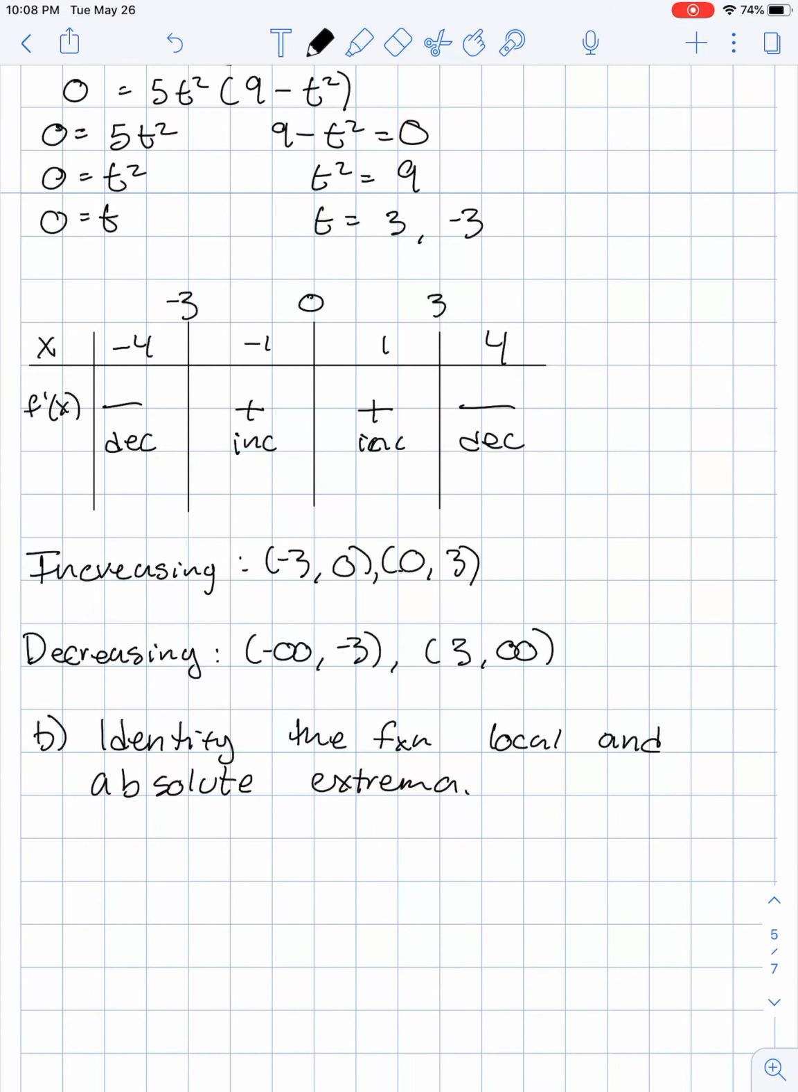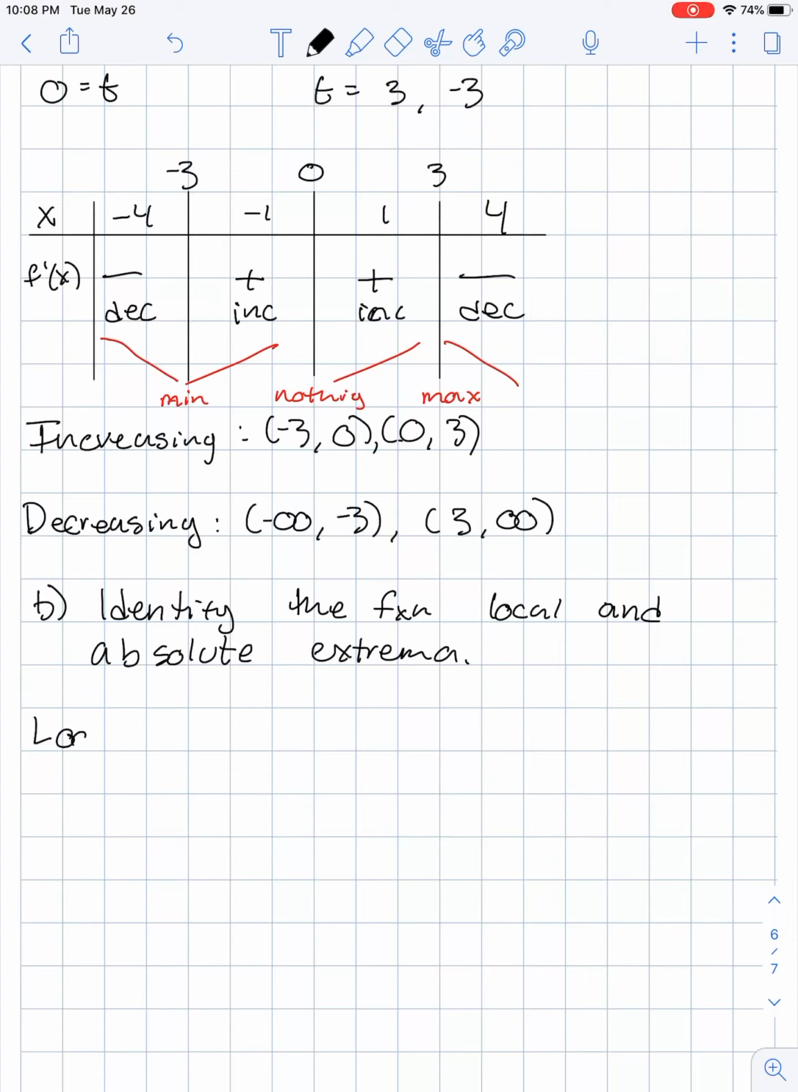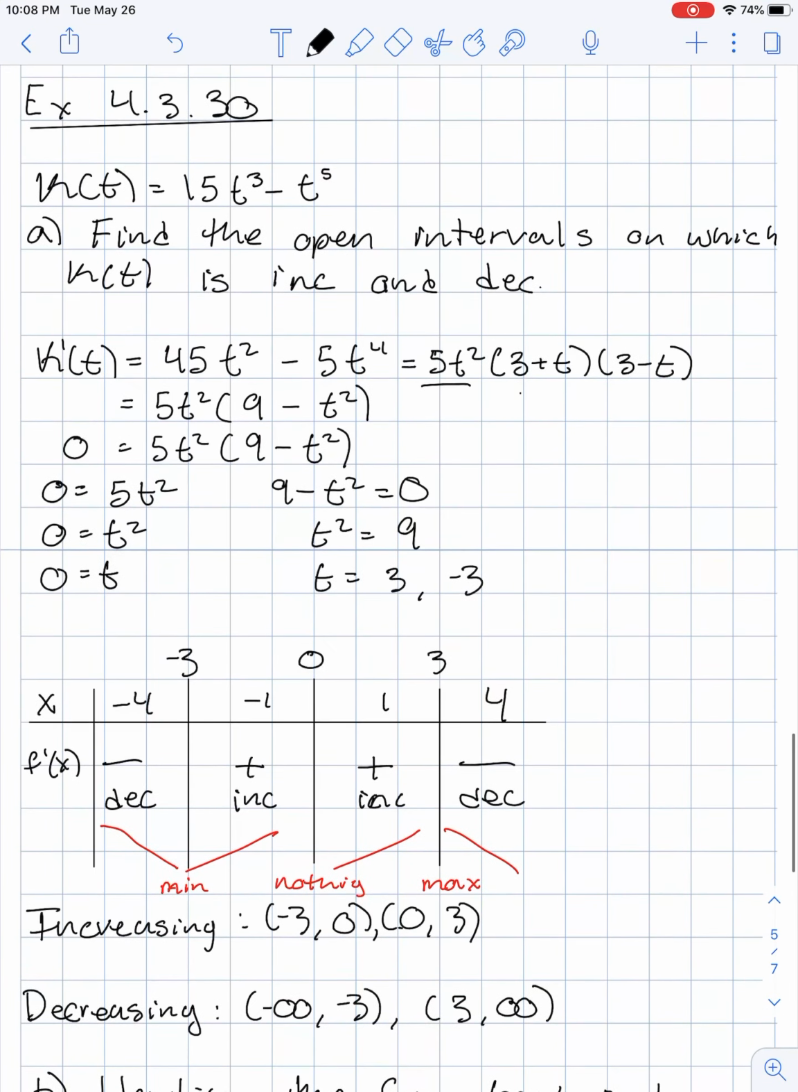Well, with our handy dandy chart, we can go back and see that we are decreasing, then increasing, then increasing, and decreasing. So that makes 0 nothing. But it makes -3, we can see a min, and +3, a max. So local max is going to be 3. What is k of 3?